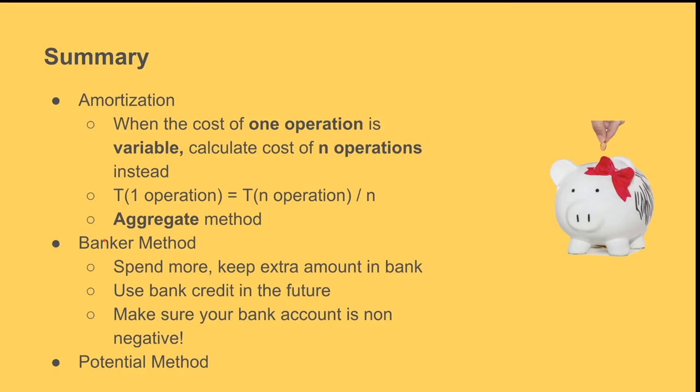Now, we also talked about the banker method, which was: spend more in the beginning, keep the extra money or cost that you spent in the beginning in a bank account, and use that bank credit in the future. Make sure your bank account is always non-negative. If you are able to do this, the money that you spend in the beginning is actually the amortized cost of that operation, and you were able to use the banker method to find the runtime.